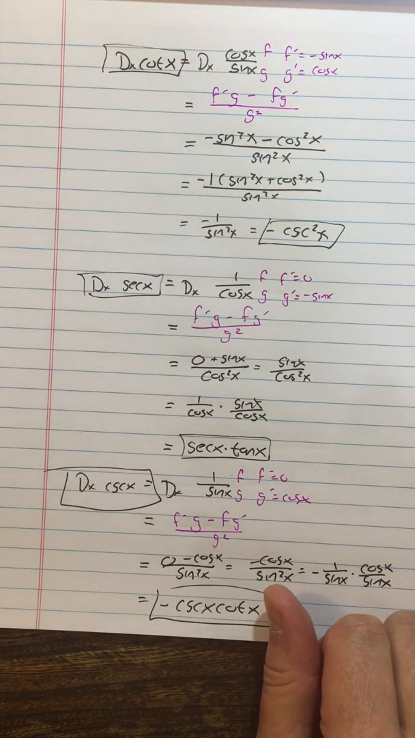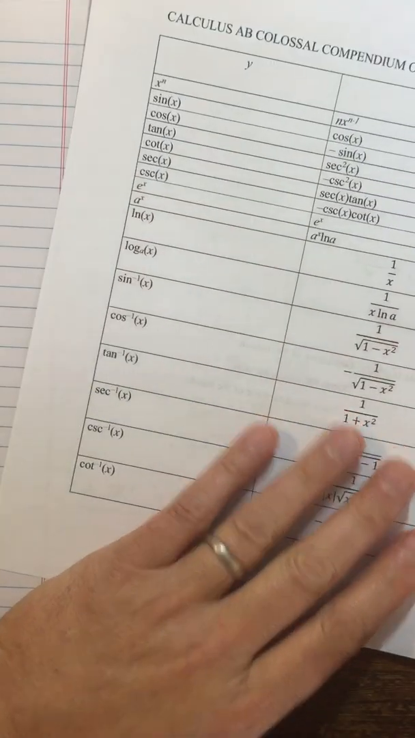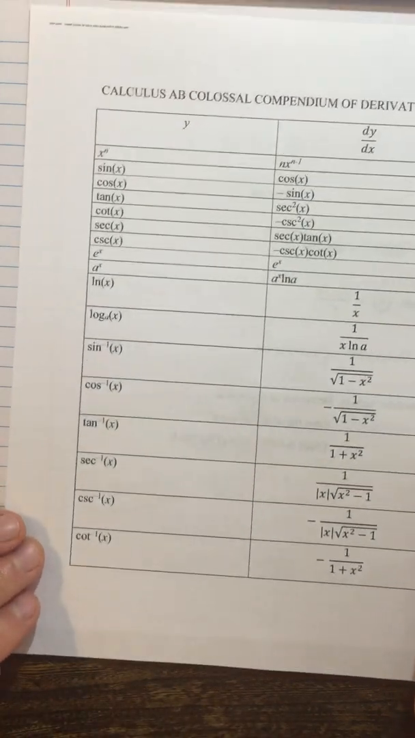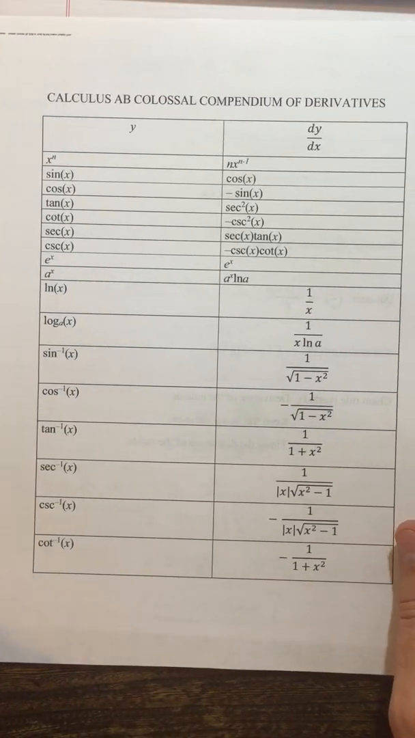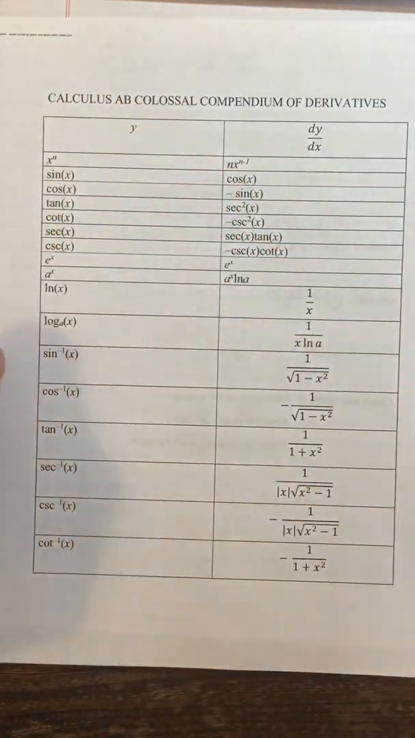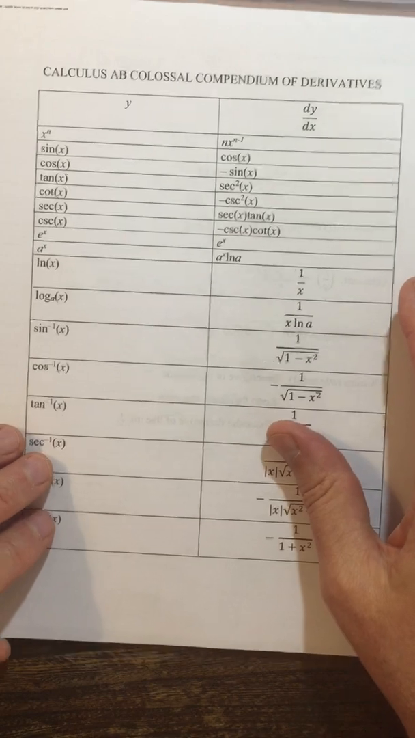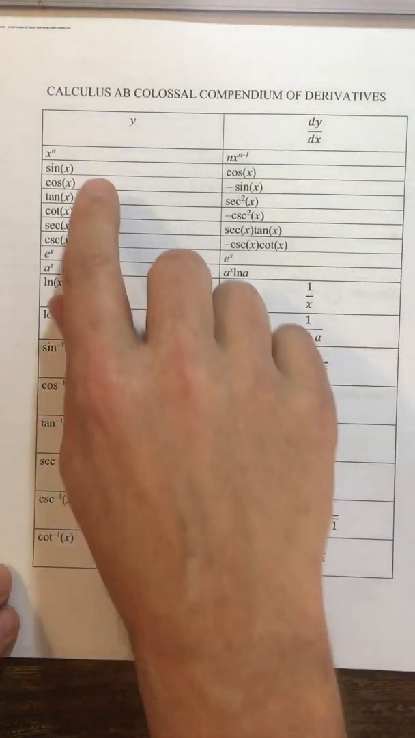How are you going to know that? Because you're going to memorize it along with all these. So here you are now ready for the colossal compendium of derivatives. I wrote this for AB, but you do the same derivatives for BC, so there's nothing different about it. All right, here's all the ones you already knew.